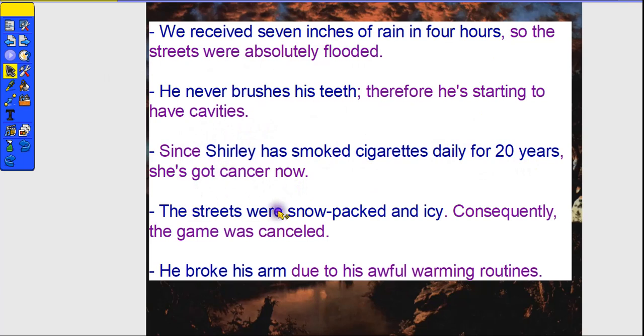The streets were snow-packed and icy. Consequently, the game was cancelled. He broke his arm due to his awful warming routines. No commas in this case. As long as you keep following the rules I explained before, it really doesn't matter which words you use, as long, of course, as it's coherent.